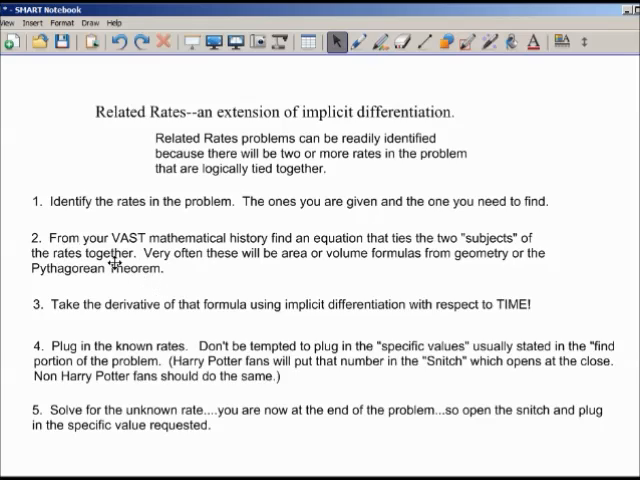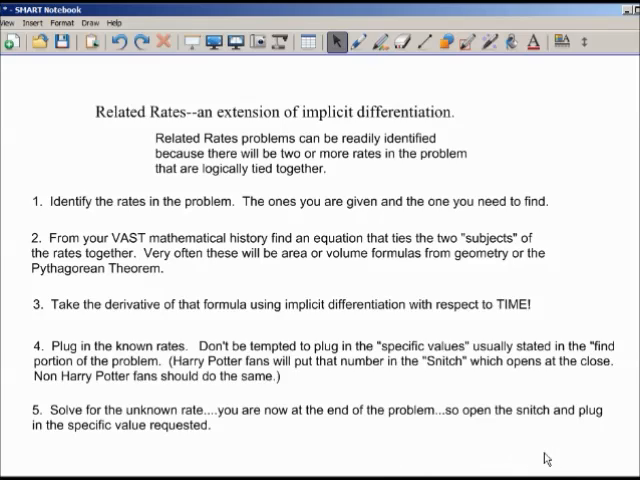From your vast mathematical history, you try to find an equation that ties the two subjects of the rates together. Most of the time, these will be from geometry. Take the derivative of that formula using implicit differentiation, but instead of taking the derivative with respect to x, take it with respect to time. So you'll have dV/dt, dh/dt, dr/dt. Everything will be with respect to time.